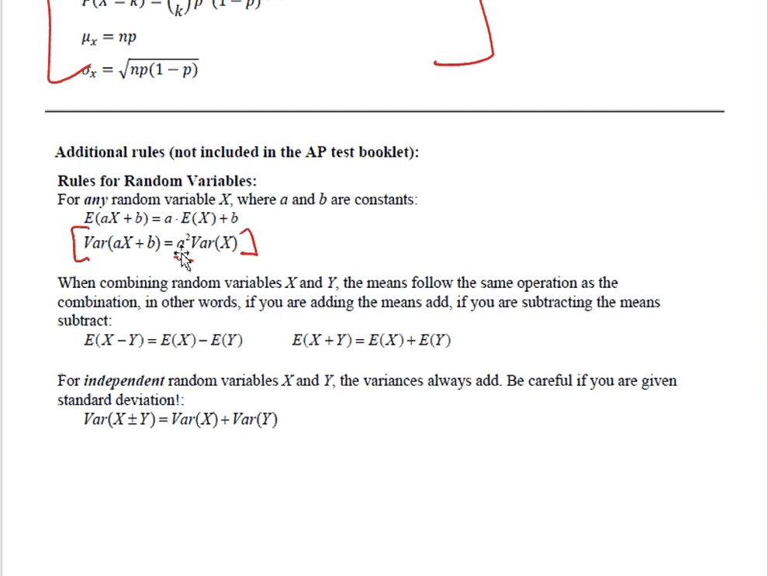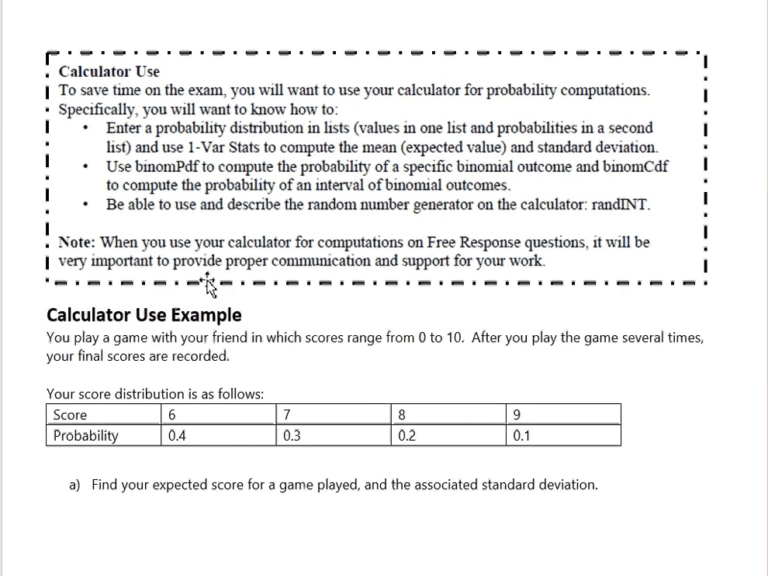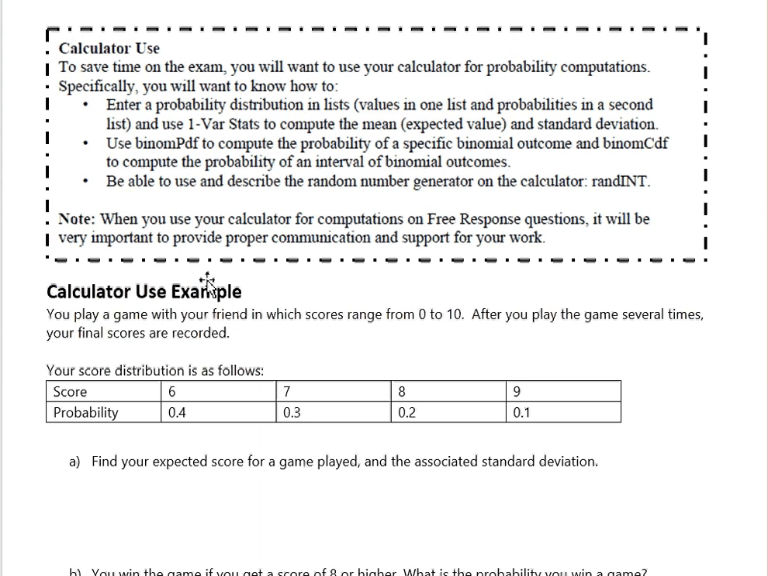Okay. Now, let's look at an example. The first thing I want to talk about is how to effectively use your calculator on examples like this. To save time, you're going to want to use your calculator for probability distributions. You're going to want to enter your probability distribution in a list, so you put your values in one list and your probabilities in the other, and then you're going to use one variable statistics to find the expected value and the standard deviation. Let's see what that looks like, and then we'll come back to this binomial situation.